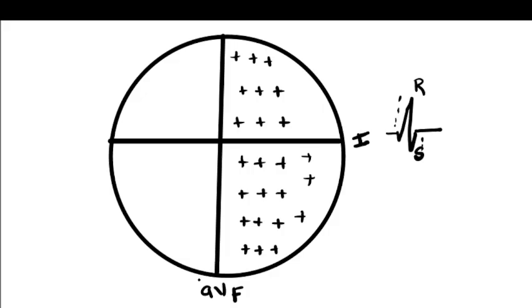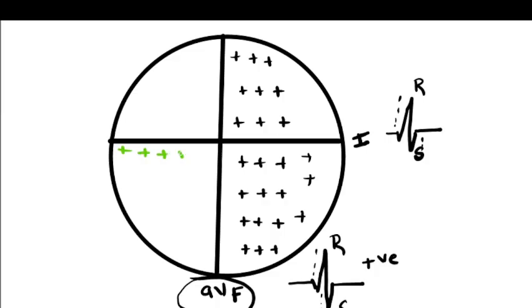Similarly, if you take aVF here, suppose R minus S is again positive, R is large compared to S, which is small. If it is positive, you need to shade the half of the circle that is near to aVF. So here this area is positive again.